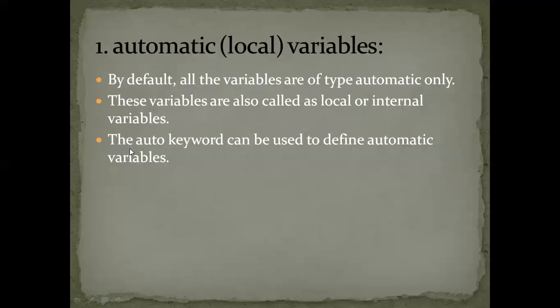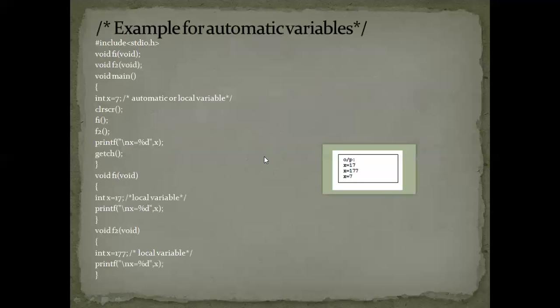Which keyword are we going to use? Auto. The auto keyword can be used to define an automatic variable. So from this we have understood that local variables are what? The lifetime of that local variable is local to the particular function in which it has been defined. Okay, so we'll see one example.